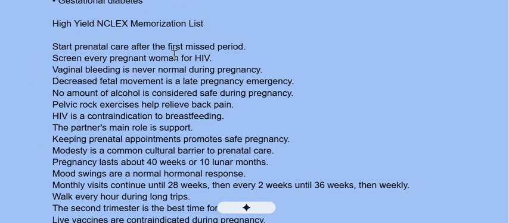Start prenatal care after the first missed period. Screen every pregnant woman for HIV. Vaginal bleeding is never normal during pregnancy. Decreased fetal movement is a late pregnancy emergency. No amount of alcohol is considered safe during pregnancy.